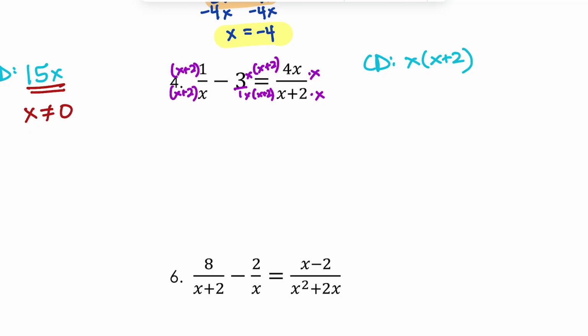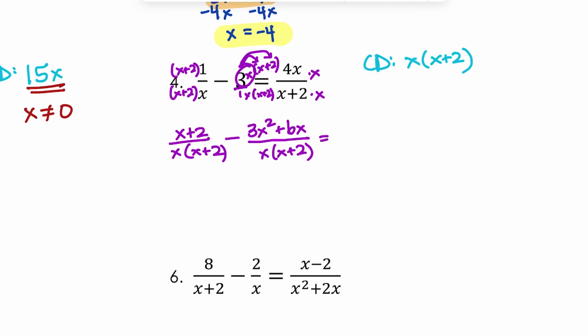Okay, so first fraction, we have the x plus 2 times 1, so it's just x plus 2 over x times x plus 2 minus, that numerator is 3 times x, so it's like 3x, and then I'm going to distribute it to the x and to the 2. So I'm going to have 3x squared plus 6x over my common denominator of x and x plus 2. And then equals, I have 4x times the x, so it's going to be 4x squared over that common denominator.